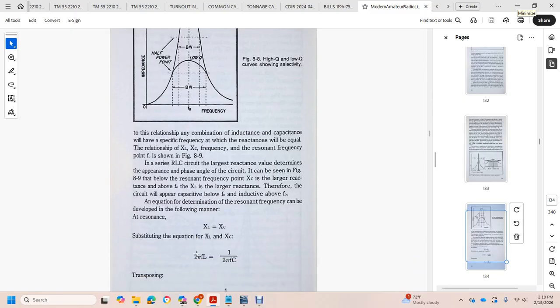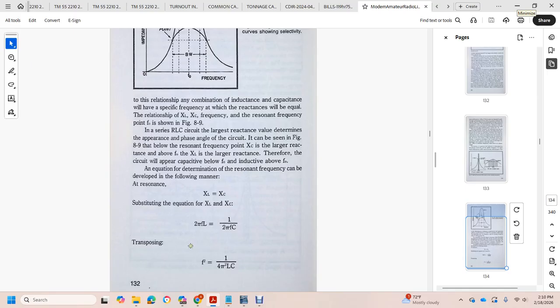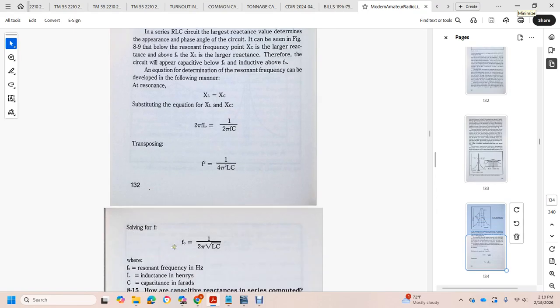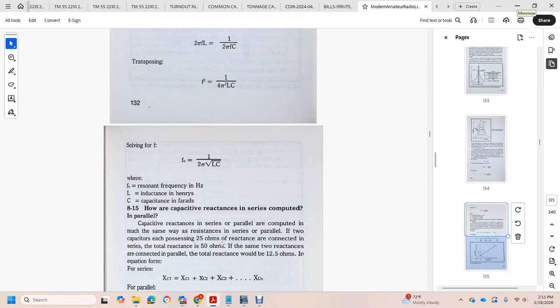The equation for determining resonant frequency can be developed in the following manner. At resonance, inductive reactance is equal to capacitive reactance. Substituting, 2 pi times frequency times the inductance equals 1 over 2 pi times the frequency times the capacitance. Transposing, frequency squared is equal to 1 over 4 pi squared times the inductance times the capacitance. Solving for F, the resonant frequency F0 is equal to 1 over 2 pi times the square root of the inductance times the capacitance, with inductance in henries, capacitance in farads, and frequency in hertz.